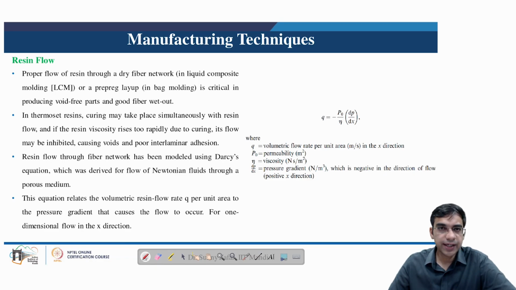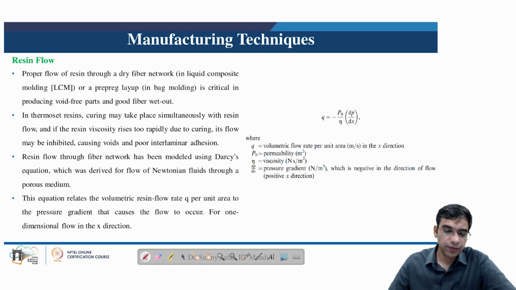In thermoset resins, curing may take place simultaneously with resin flow. And if resin viscosity rises rapidly during the curing, then the flow may be inhibited, and there may be regions in the composite part where the flow of the resin has not taken place completely, because of which voids may develop, and this may lead to poor interlaminar adhesion.